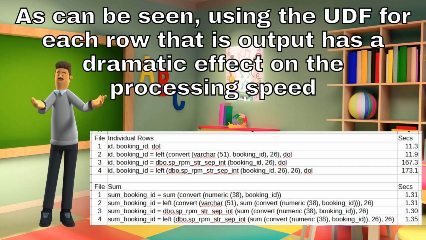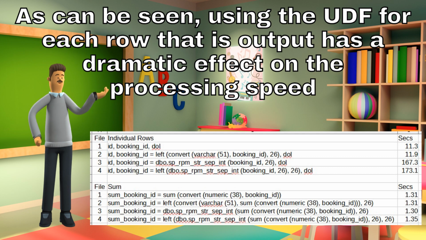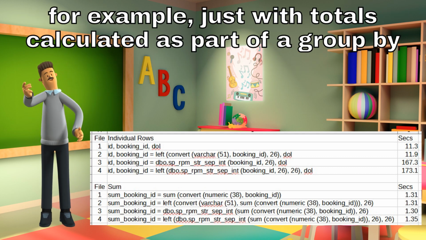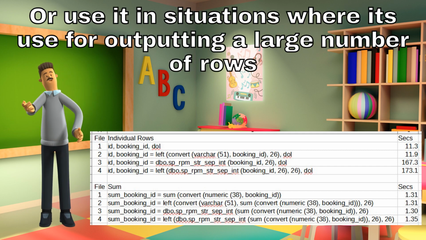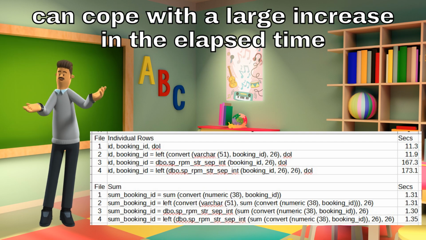As can be seen, using the UDF for each row that is output has a dramatic effect on the processing speed. Consequently, it is recommended that the UDF be used sparingly, for example, just with totals calculated as part of a group by. Or use it in situations where its use for outputting a large number of rows can cope with a large increase in the elapsed time.